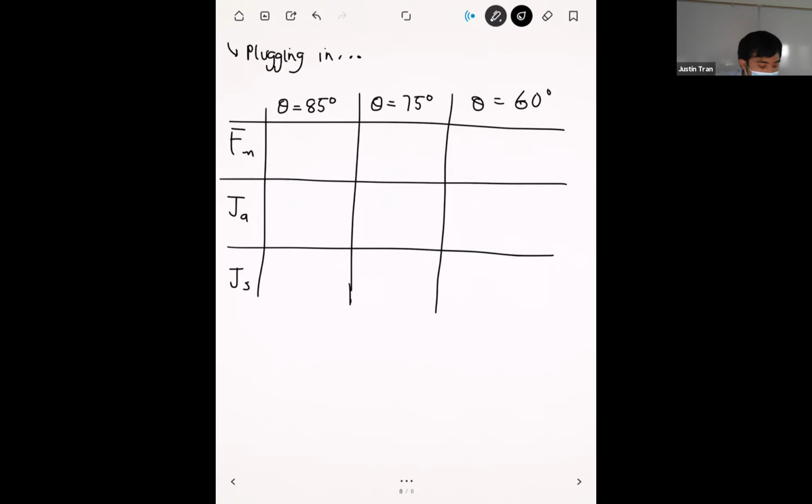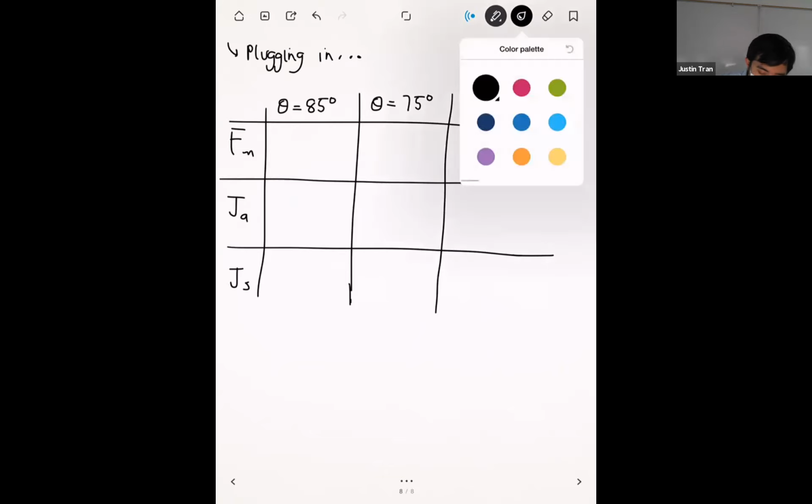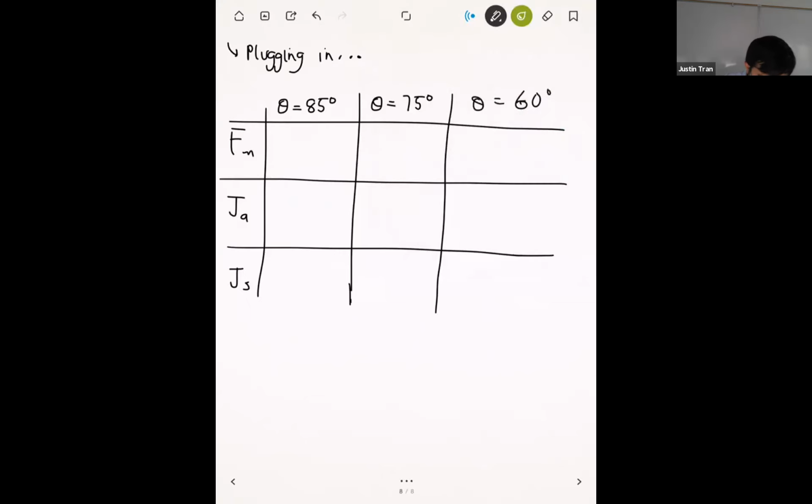So for this case, we expect the forces to be the lowest in here. And so if you plug in all the numbers, what you get in this case is that FM is equal to 0.209 W. JA is 0.74 W. And JS here is about 0. So you plug in, and then you get about 0 for the shearing force.